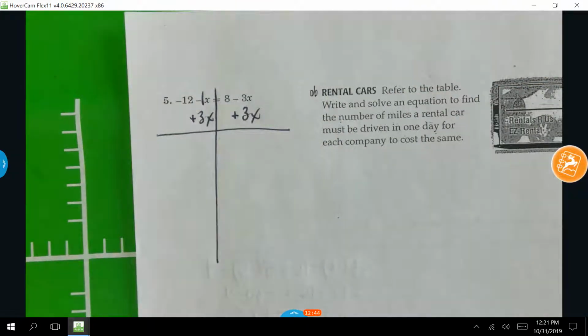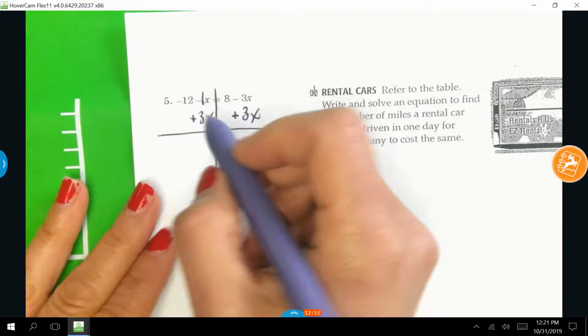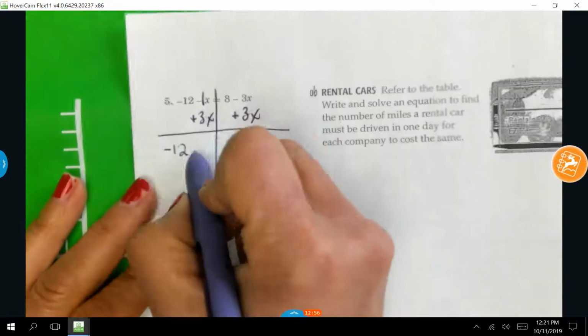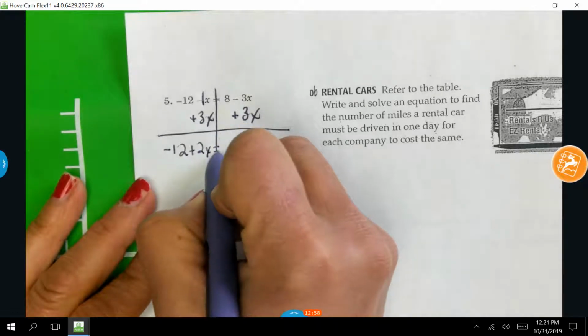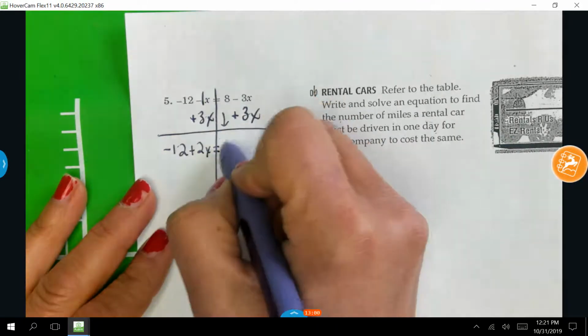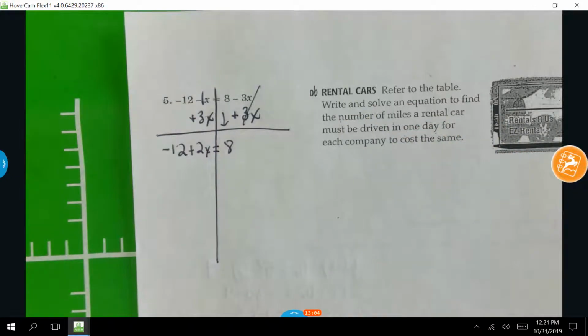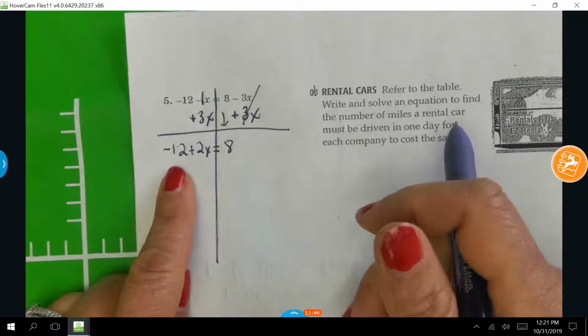Again, your ultimate goal is get variables on one side, constants or plain old numbers on the other. That's your goal. Bring down -12. -1 plus 3 is plus 2x. Bring down the 8, and then this just cancels. And then this now is what you've been doing.